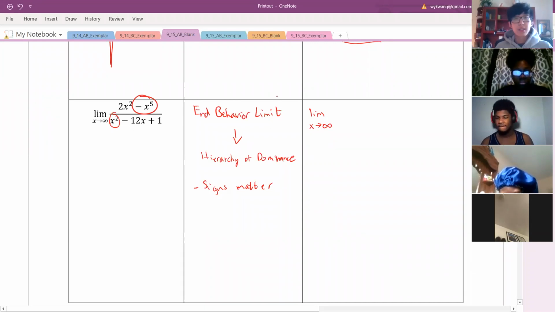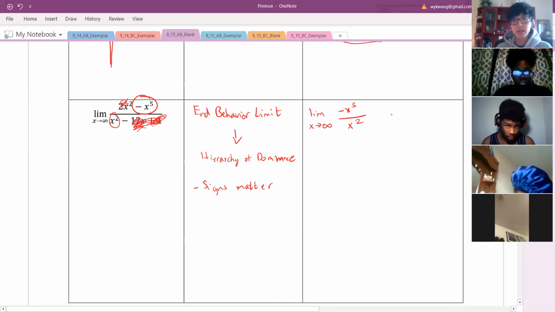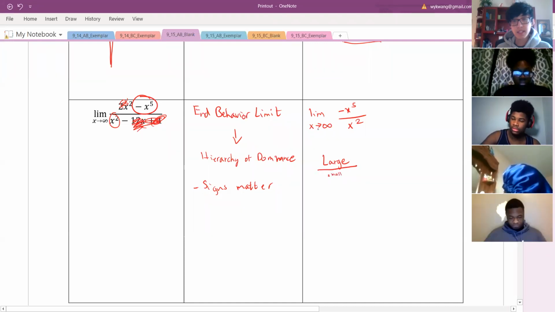Awesome. So the limit is x approaching infinity, and I rewrote the limit, so it's negative x to the fifth in the numerator, right? We just forget about everything else. For end behavior limits, all we care about are the dominant terms, right? So these do not matter. So negative x to the fifth over x squared, right? So now we're evaluating which is more dominant. Is it the top or the bottom that's more dominant? We can see that x to the fifth is more dominant than x squared, right? So we're going to say the top is large and the bottom is very small, because as it goes to infinity, x to the fifth increases much faster than x squared.